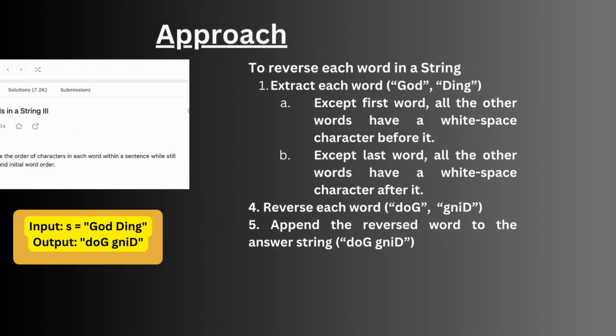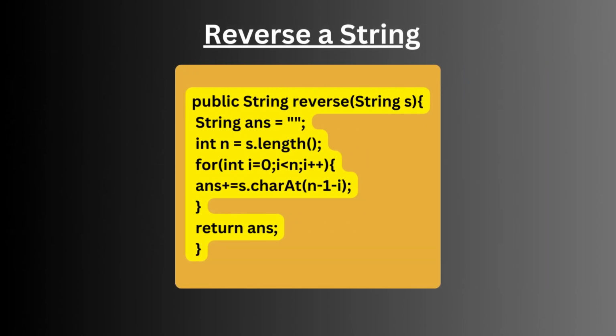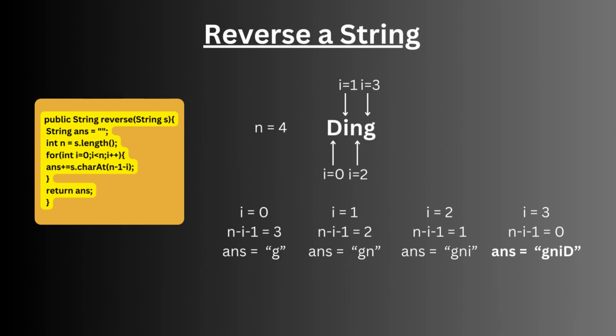First let's see the logic how to reverse a string, and then we'll see how to reverse each word in a string. This is the method to reverse a string. This is written in Java. So here first we're declaring a variable answer to store the answer, and n will store the length of the string. So for i equal to 0 to i less than n, we are iterating, and in each iteration we are storing the character at the index n minus 1 minus i to the answer. So we are adding each character from the last to the first to the answer, and then we are returning the answer. Let's do a quick walkthrough of this with an example.